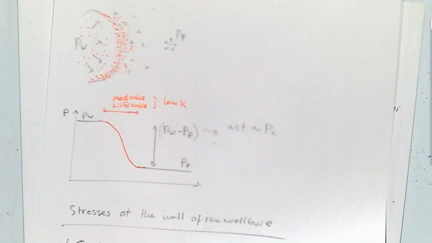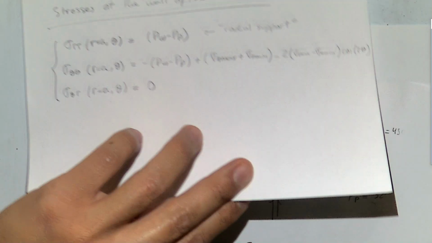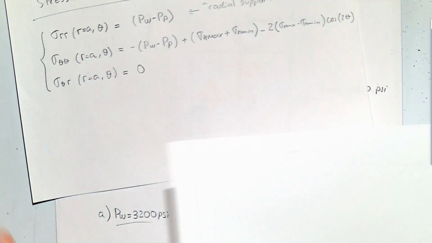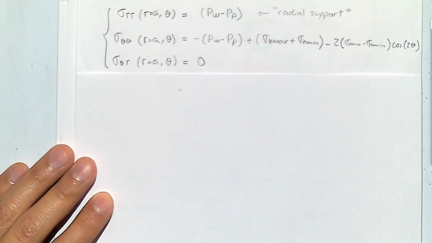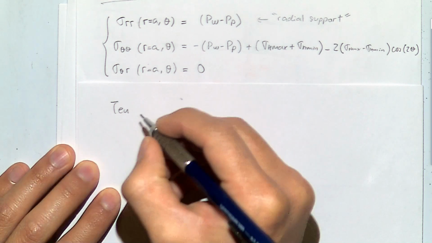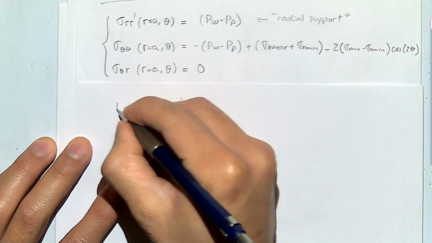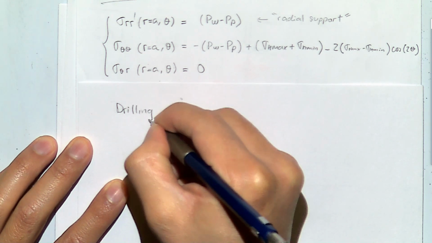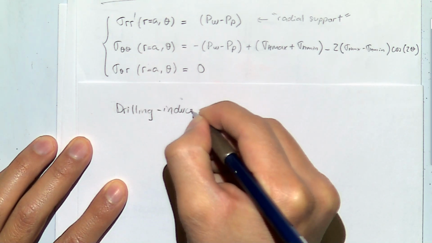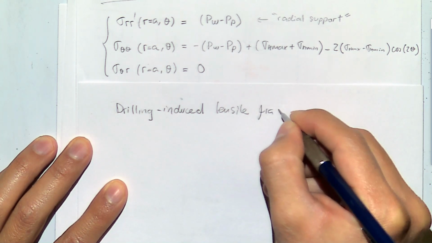All right, let's go with the first one. The easiest one is tensile. Let me put a complete name. These are called drilling-induced tensile fractures.